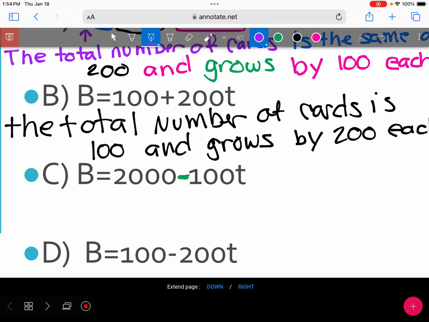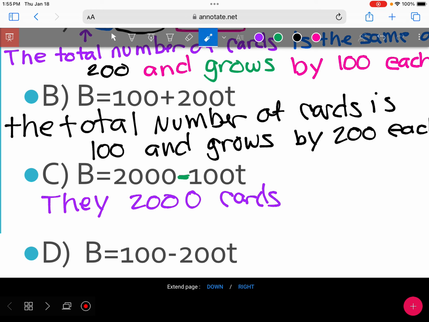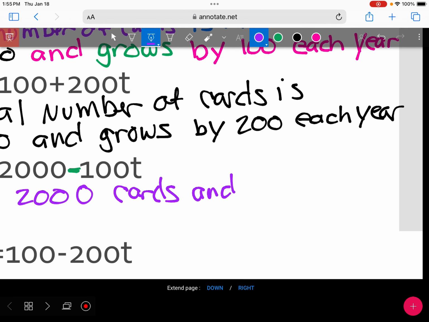So one way to word this would be, they have 2,000 cards. And what's one way to get rid of some cards? They take away, they sell, destroy, burn. Depends on what their opinion on the cards is. Or they could just lose. Maybe they're 12 and they carry their Pokemon collection around and they just drop 100 cards in a year. Sounds realistic. And lose 100 cards per year.